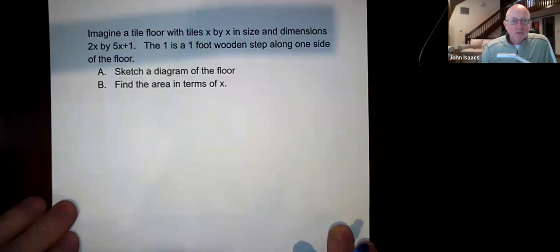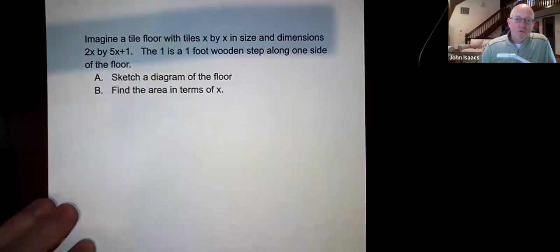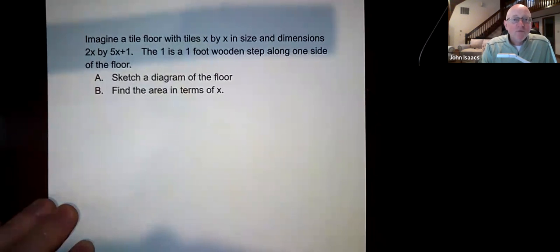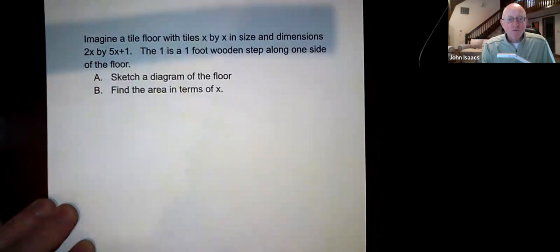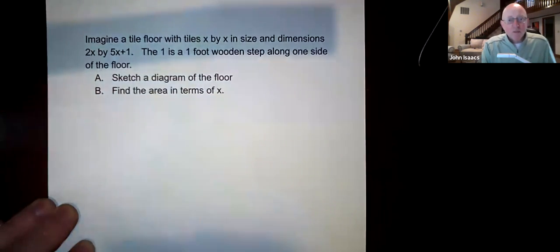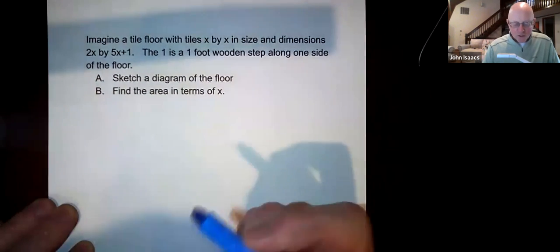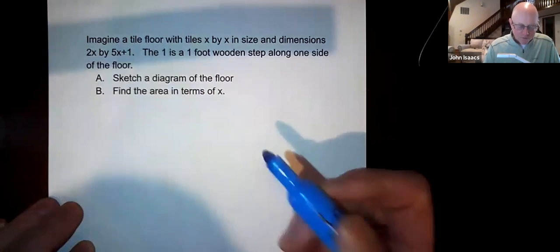So here's a problem, should pop on the screen any second. Imagine a tile floor with tiles x by x in size and dimensions 2x by 5x plus 1. The 1 is simply a 1-foot wooden strip along one side of the floor, or on one end of the floor, you might want to think of it as. So first sketch a diagram of the floor and then find the area in terms of x. You might want to pause and try this on your own. I'm going to do it now though.